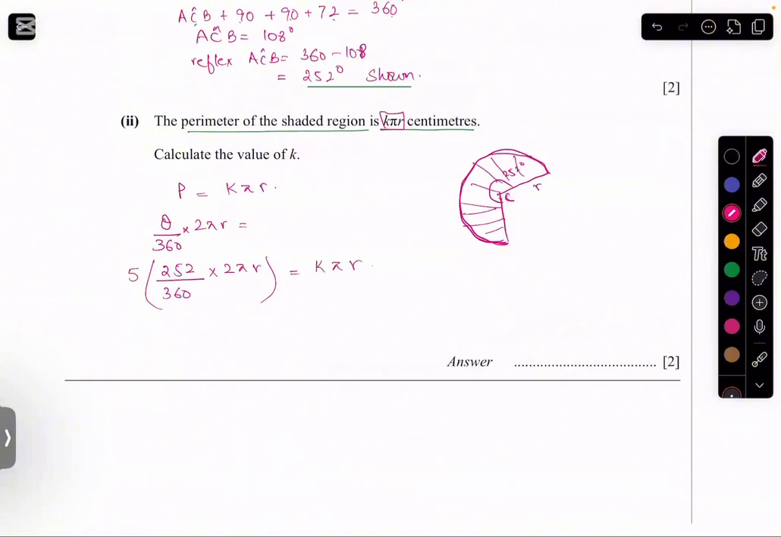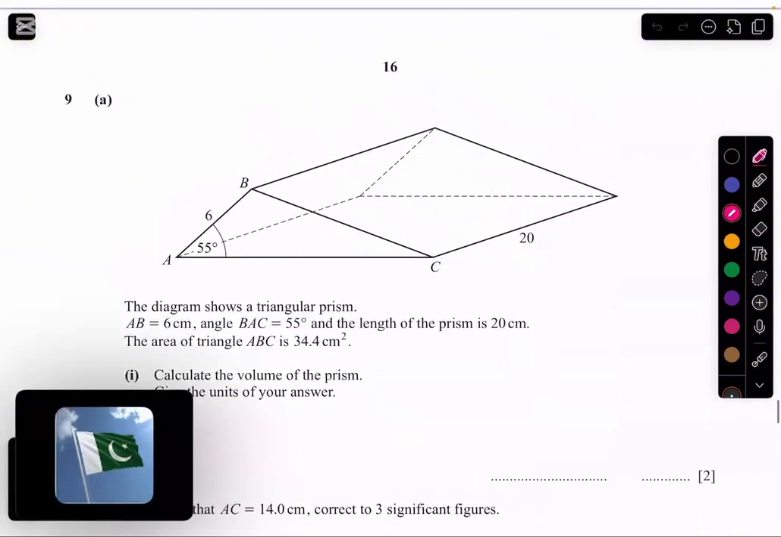So if I compare, I need to have the value of k. Pi and r get cancelled. So what is your k value? You're just going to say that k is 5 times 252 times 2 over 360 degrees. And this value comes out to be 7. So your answer for k is 7. So this is how you were supposed to solve this question. I hope we have this question.